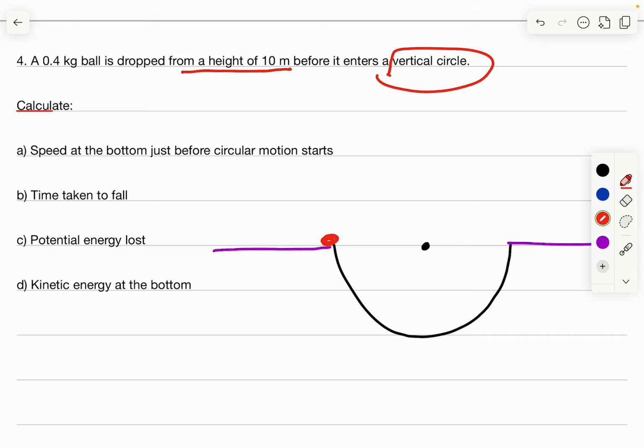The ball is here. It's dropped from a height of what? They are saying from here. We are talking about the height till here. The height is 10 meters. So before it enters the circle, now it's entering the circle. It's dropped from the height of 10 meters before it enters a vertical circle. Calculate the speed at the bottom before the circular motion starts. The speed at the bottom is what they are referring to here.